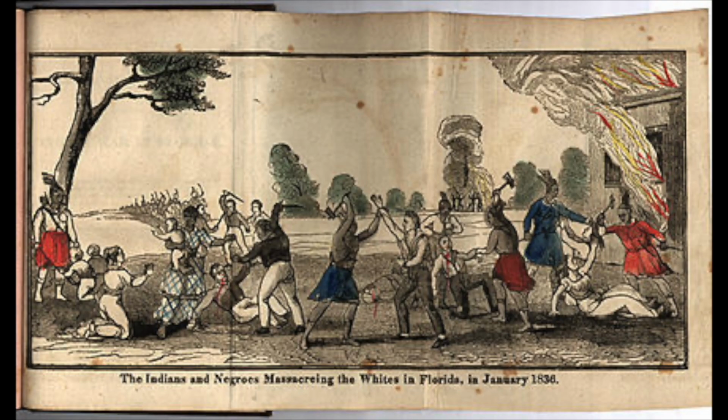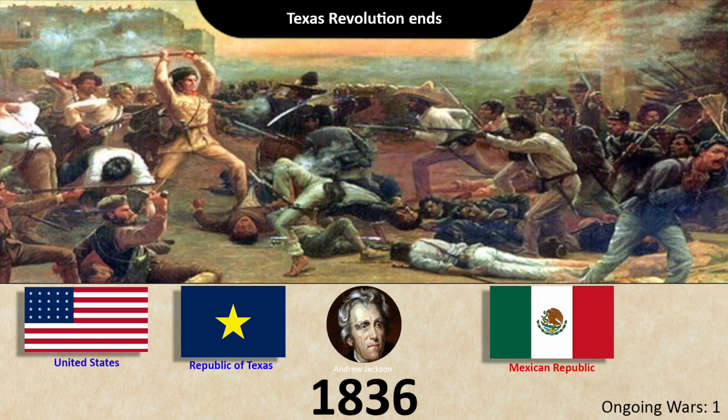And some of these Seminole war parties would go around to sugar plantations along the coast of St. Augustine and destroy them and free the slaves. And most of the enslaved people would then go on to join the Seminole Nation. Now, the next year in 1836, the Texas Revolution would end.